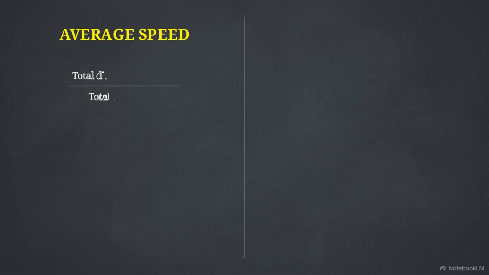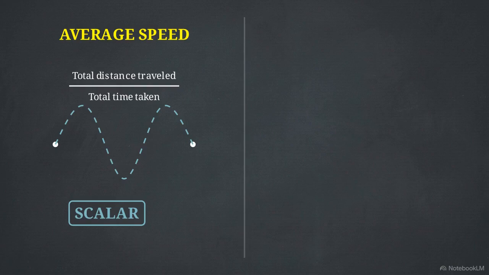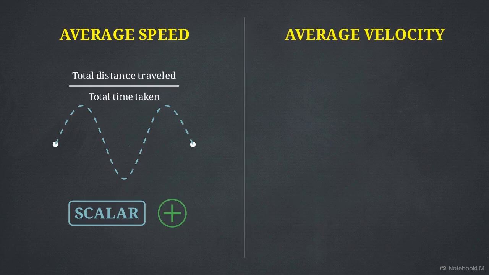Average speed is the total distance traveled divided by the total time taken. Because distance measures the ground covered regardless of direction, average speed is a scalar quantity. It is always positive for a moving body.